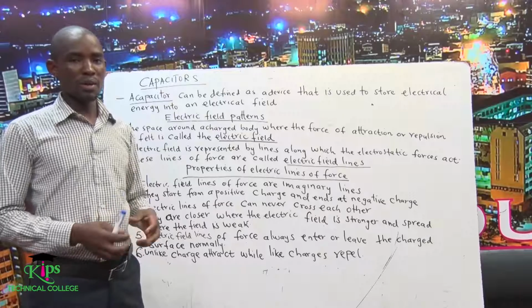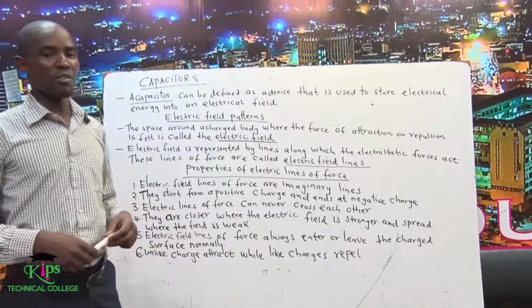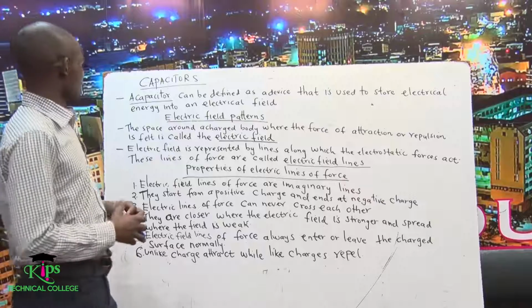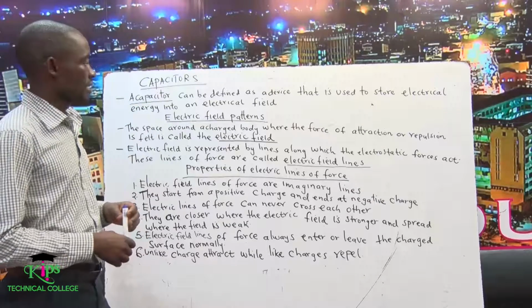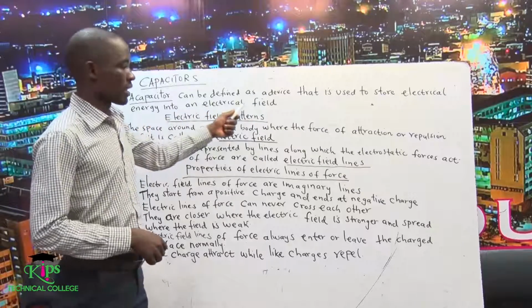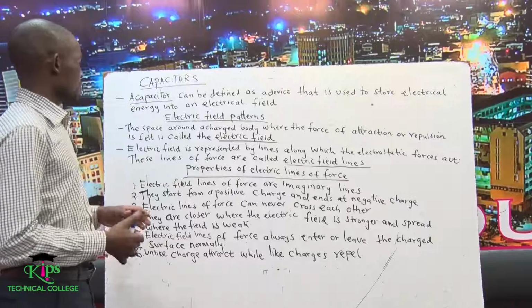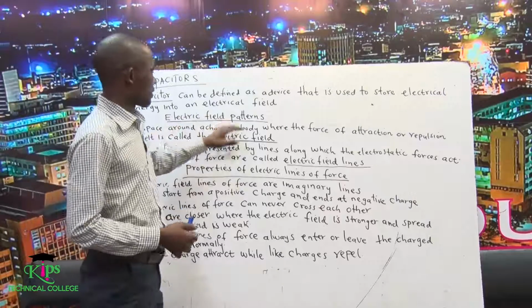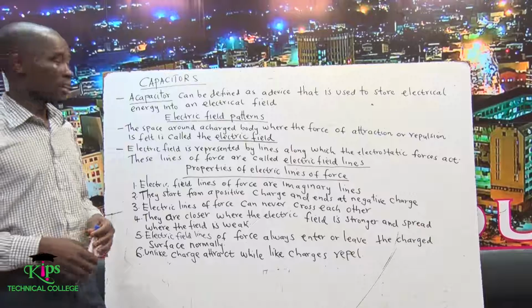Like we know, a capacitor is a device that is used to store electrical energy in the form of electric field. So that is why we are saying a capacitor can be defined as a device that is used to store electrical energy into an electric field. Having said that, we now want to look at what an electric field is, or rather electric field patterns.